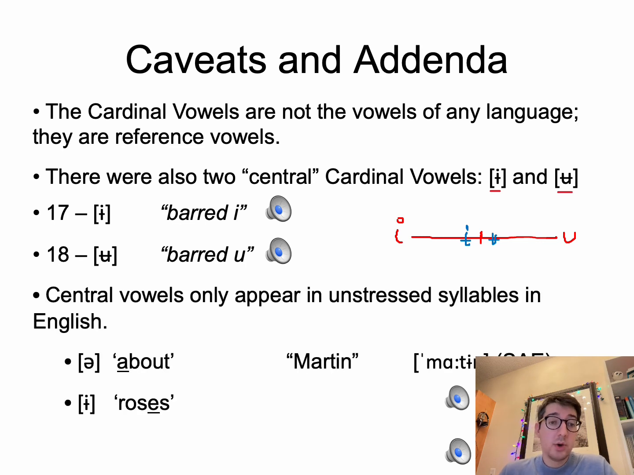Central vowels only appear in unstressed syllables in English, so pay attention to these. These are kind of lax vowels, right? And they appear only in unstressed syllables. But where they differ, where schwa, for example, differs from this barred I, is that barred I appears in closed syllables, and schwa can appear in open syllables, as in about.